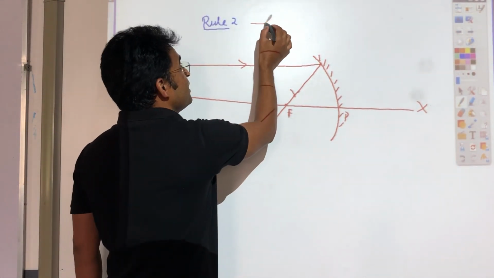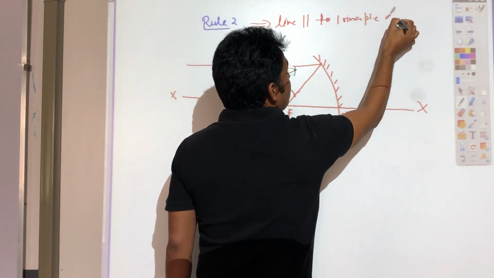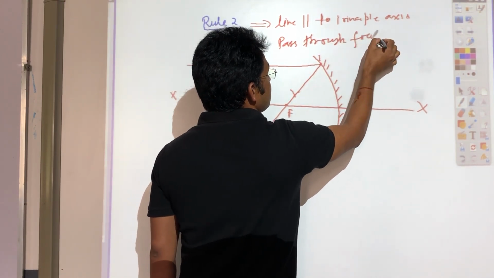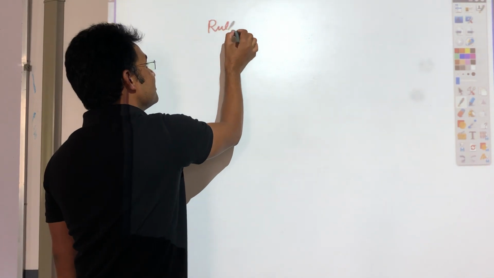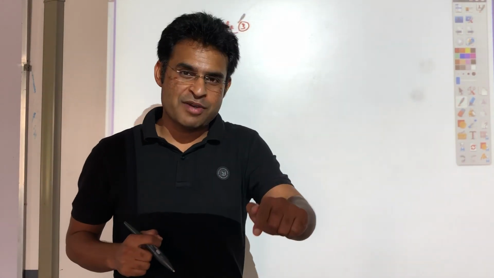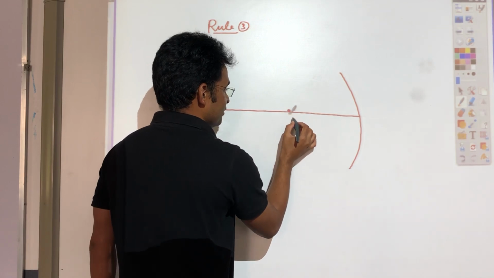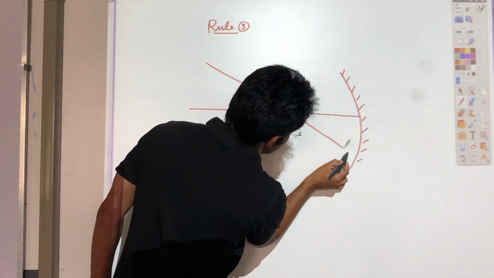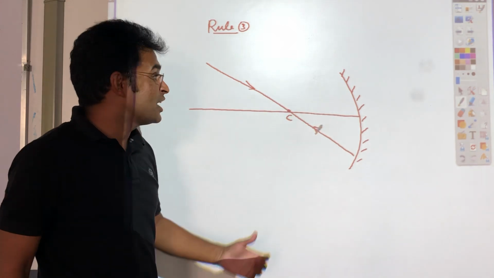Rule number 2 means a line parallel to the principal axis passes through focus. Now rule number 3: if a line is passing through the center of a mirror, it will retrace its path. Means whatever path it takes, it will return back by that path only. This is the concave mirror, this one is the center. If any line passes through this center, it will retrace that path. It will go like this and return by the same path.